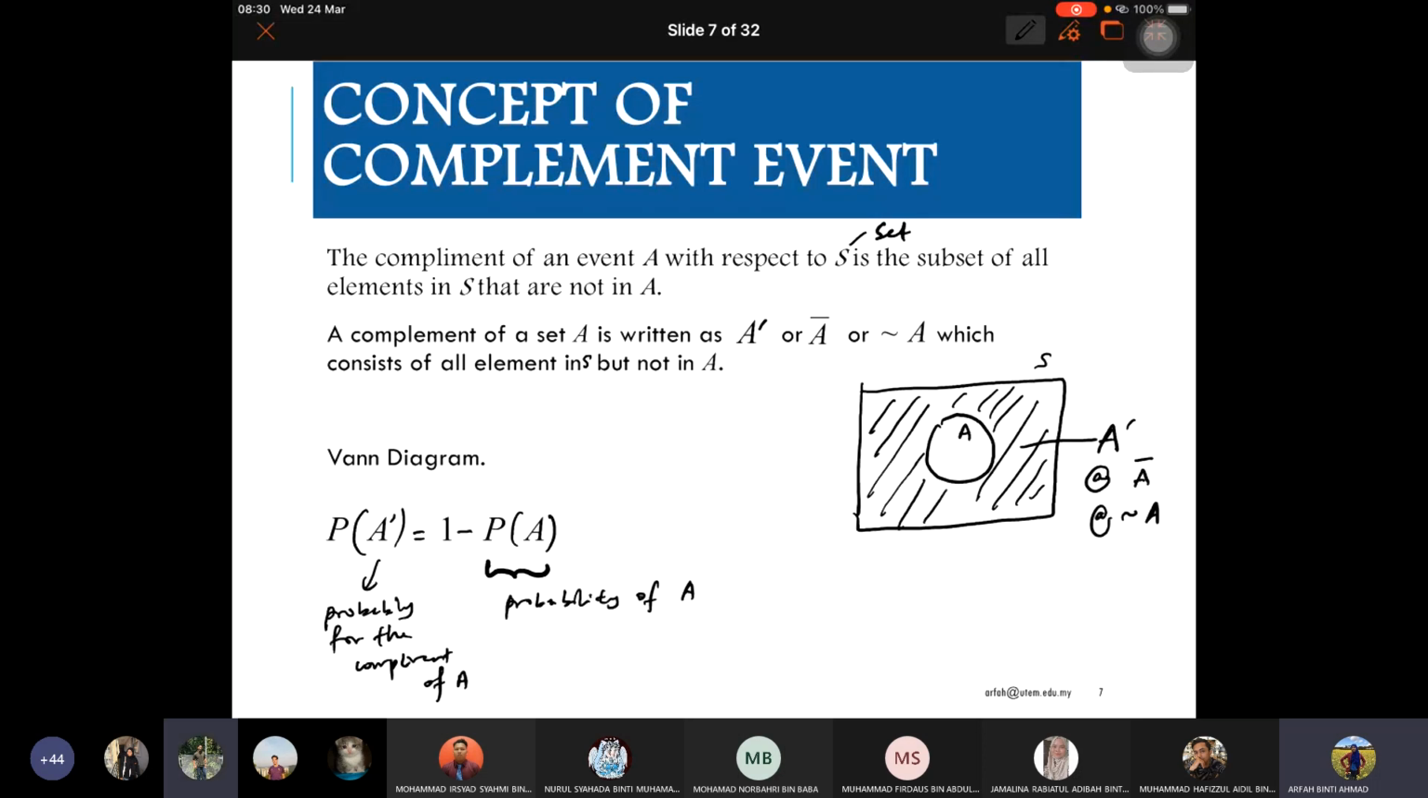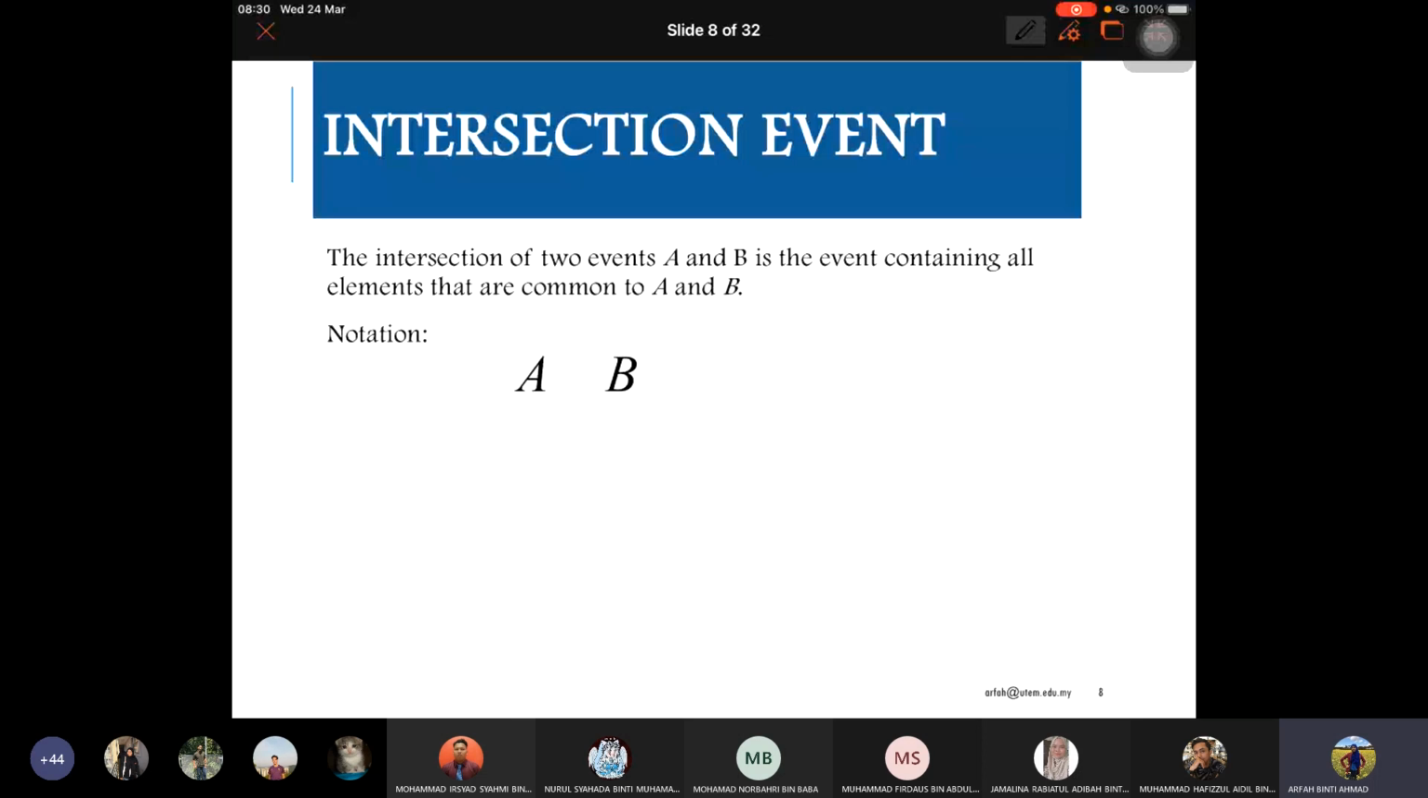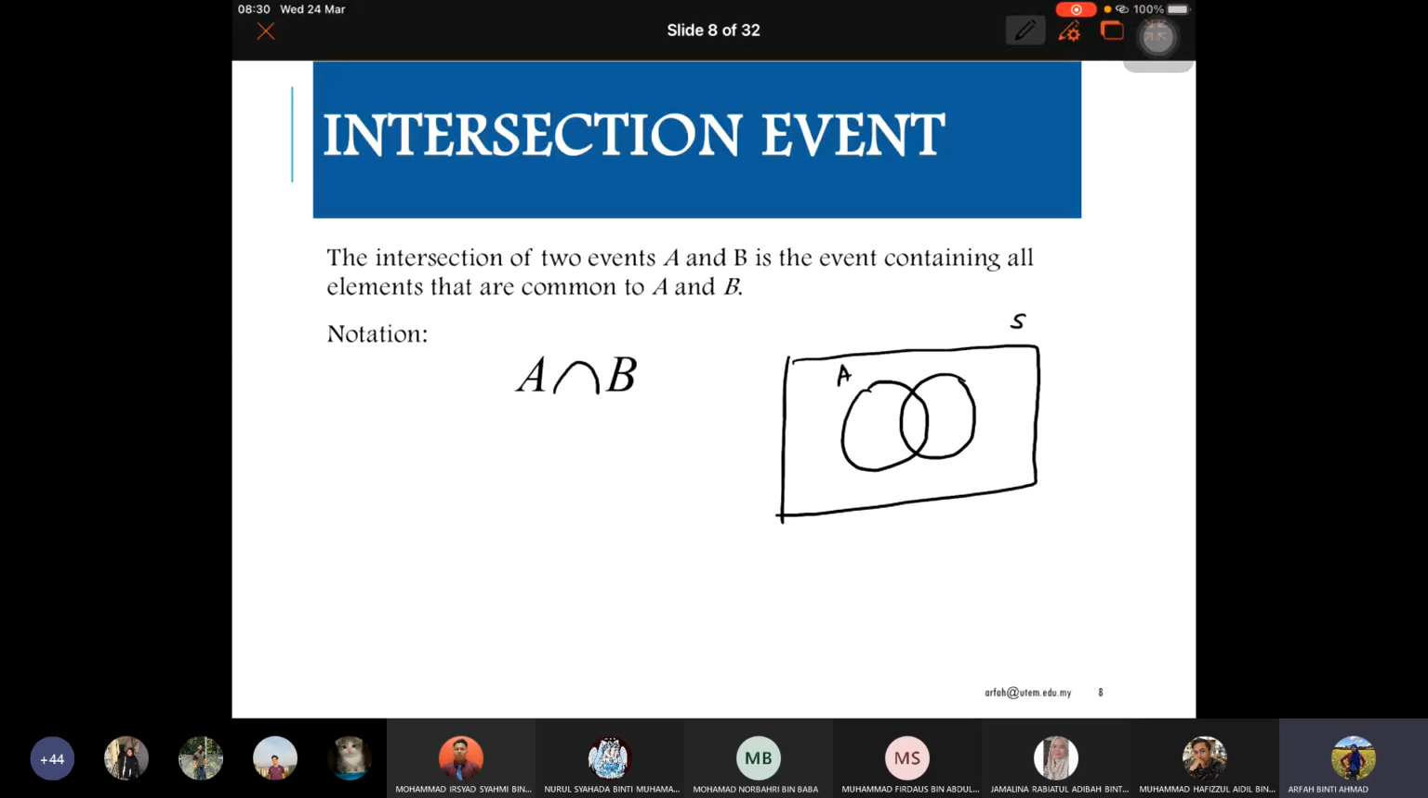Bagus. So kita tengok intersection of an event. So the intersection of two events, A and B, is the event containing all elements that are common to A and B. Okay, that is A and B. Dia terlangkup macam mangkuk. So kalau kita lukis dia punya Venn diagram, this is the set of S. Then awak akan dapat A, B and ini adalah pertindanan. Okay, this is the area where A overlaps with B.